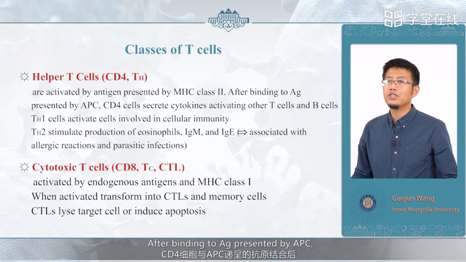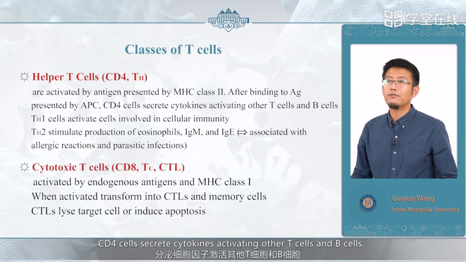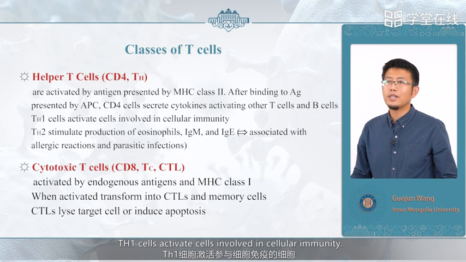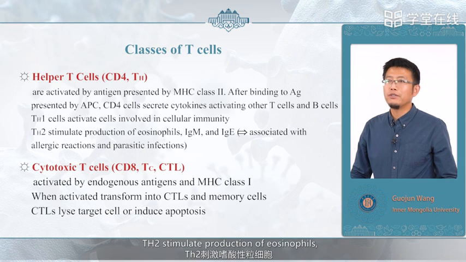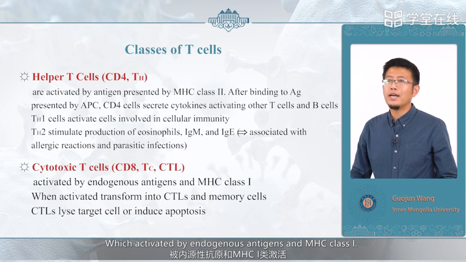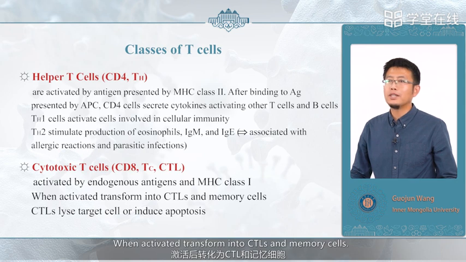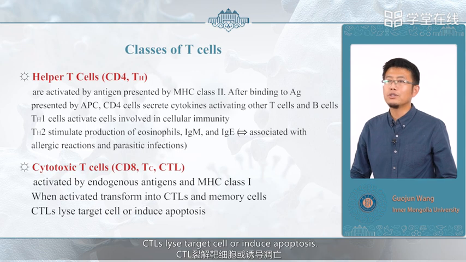After binding to antigen presented by APC, CD4 cells secrete cytokines activating other T cells and B cells. Th1 cells activate cells involved in cellular immunity. Th2 stimulates the production of eosinophils, IgM and IgE, which are activated by endogenous antigen and MHC class I. When activated, they transform into CTLs and memory cells. CTLs lyse target cells or induce apoptosis. MHC class I is on all nucleated cells, MHC class II on the surface of APCs.